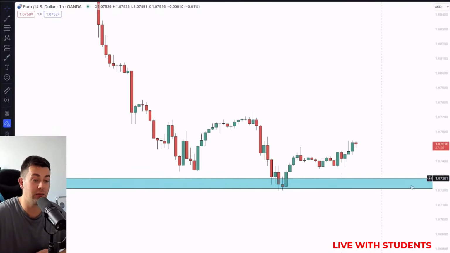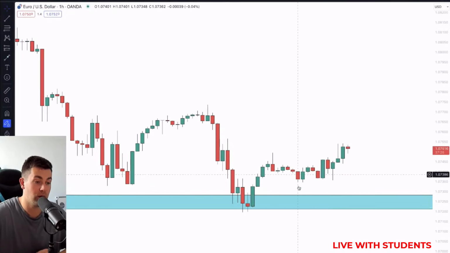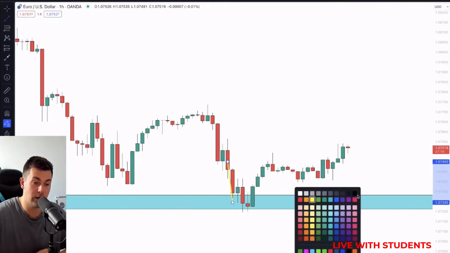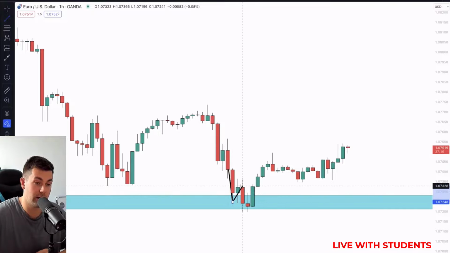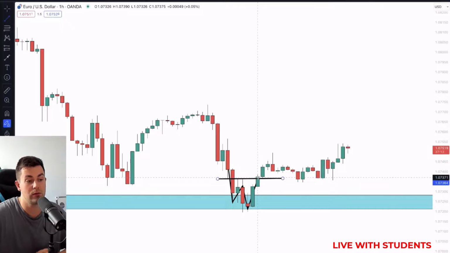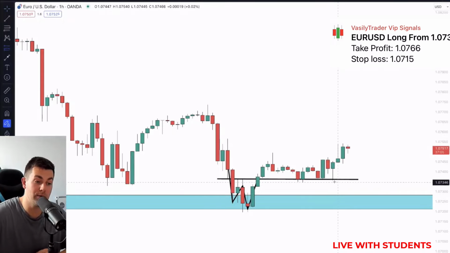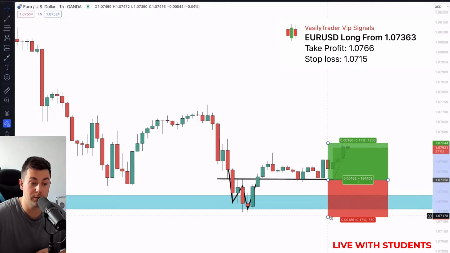And if we analyze the hourly time frame, we can spot a tiny little double bottom formation. Here you can see that the market formed the double bottom. You can see that yesterday during the New York session the price violated the neckline of the pattern. And this morning I made the decision to buy the pair on a retest of a broken neckline, set stop loss below the lows of the pattern.